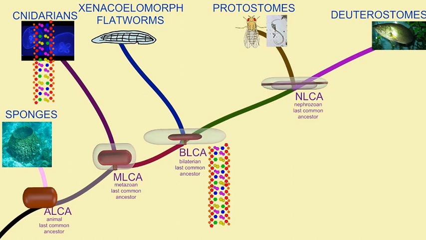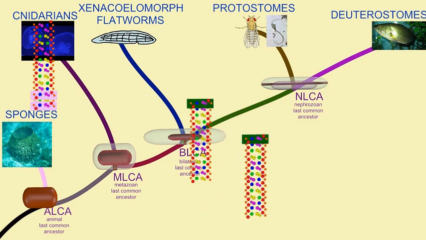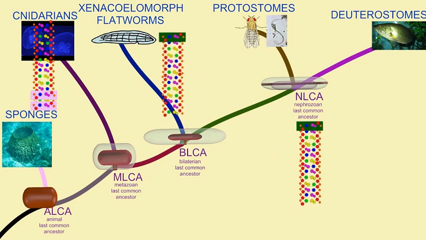Of course, mutations occur from time to time, and thus there are changes in these lineages. But one can distinguish between them because bilaterians will all share changes that cnidarians lack and vice versa. As the last common ancestor of nephrozoans evolved, additional changes occurred in the DNA.